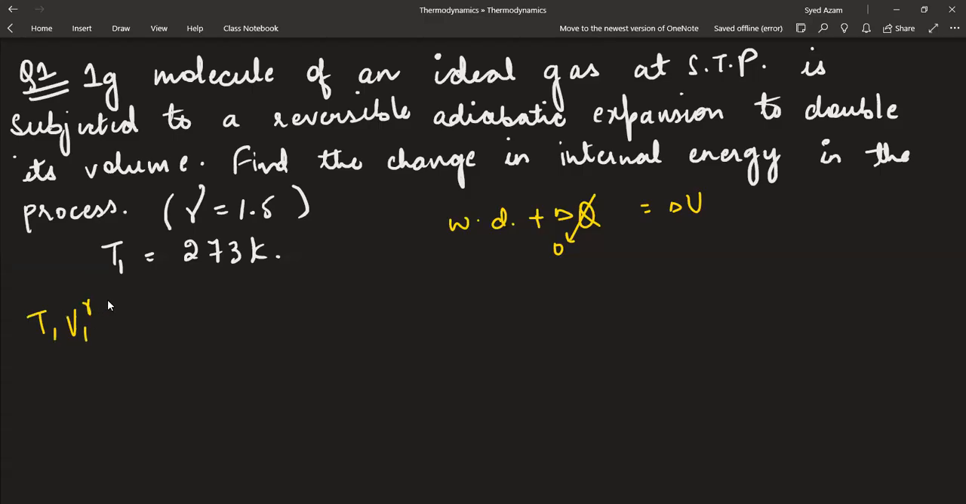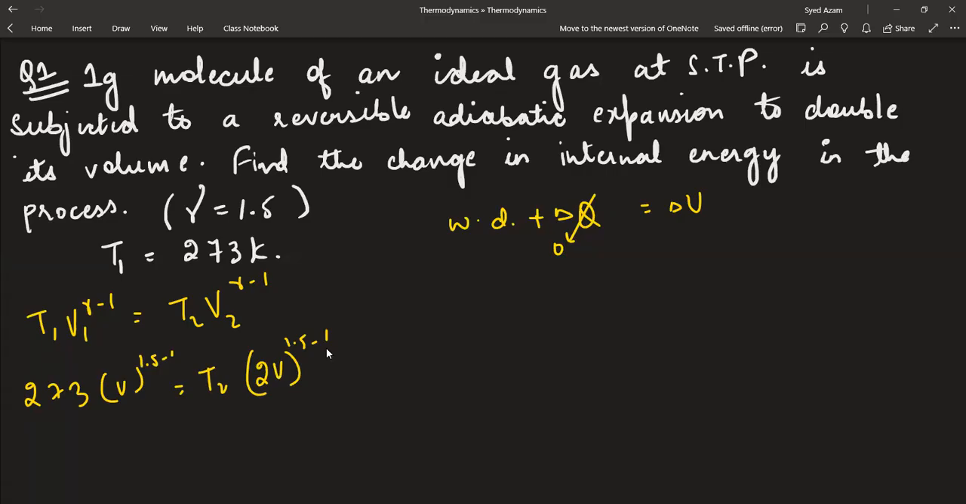T1 V1 to the power gamma minus 1 is equal to T2 V2 to the power gamma minus 1. What is the first temperature? 273. What is the first volume? This is simply V to the power gamma minus 1. What is gamma? 1.5. So what is 1.5 minus 1? 0.5, right? T2 we don't know. V2 is doubled, so 2V to the power 1.5 minus 1. Now, 1.5 minus 1 is simply 0.5. That is half.